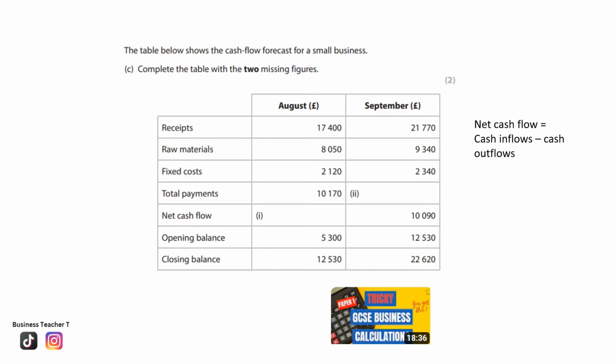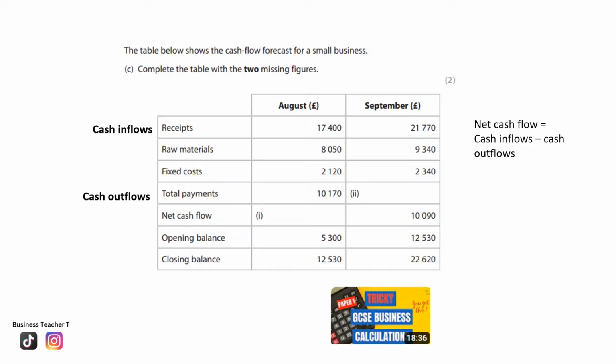In order to calculate net cash flow, we use the following formula. Net cash flow equals cash inflows minus cash outflows. Now, on this cash flow forecast, it doesn't clearly say what cash inflows are, but we know that it's money coming in the business. So that would be the receipts. So the receipts are the money that's coming in the business, and the cash outflows are the total payments.